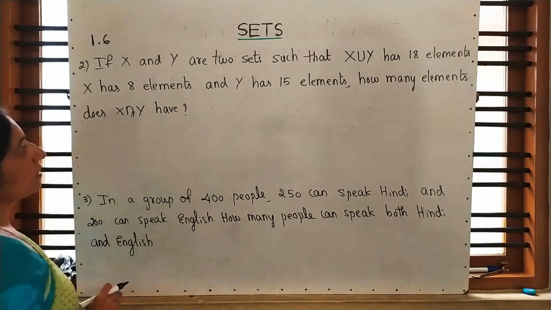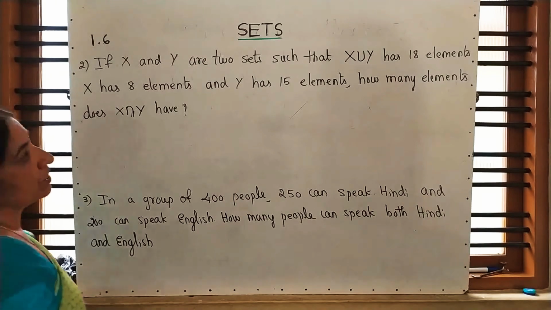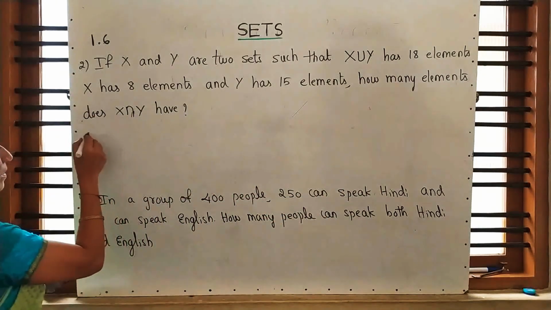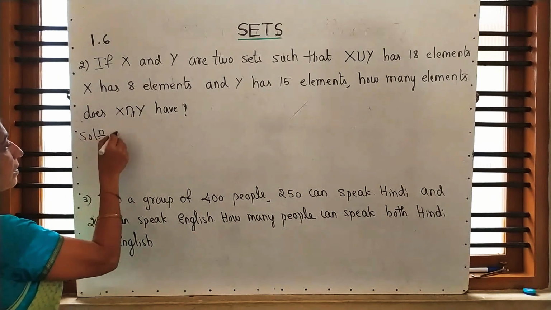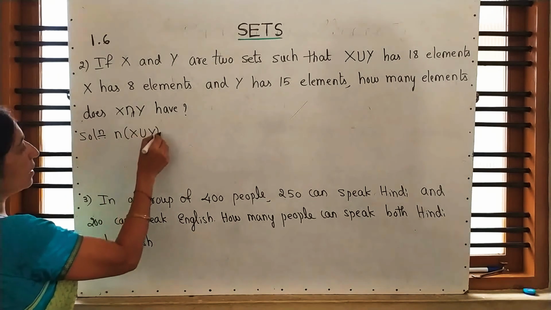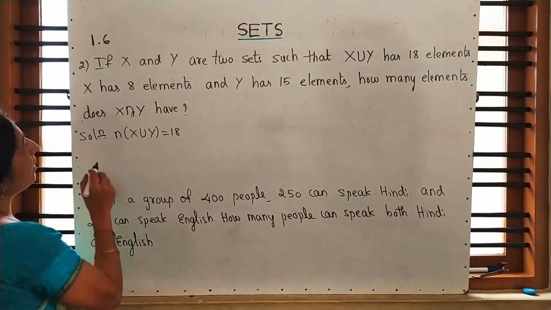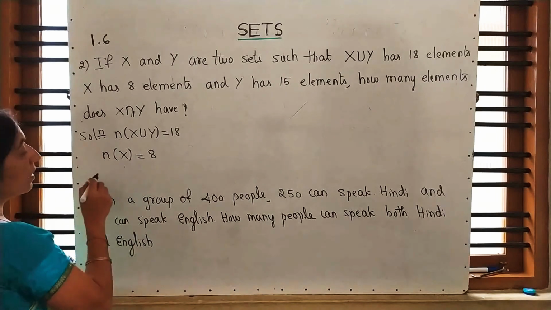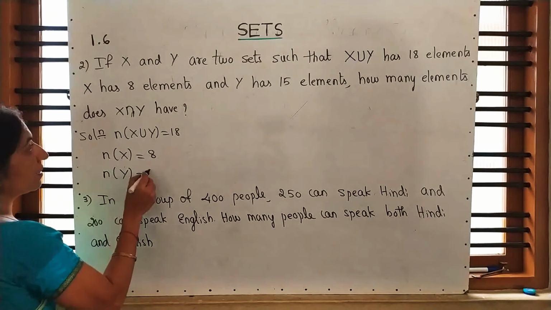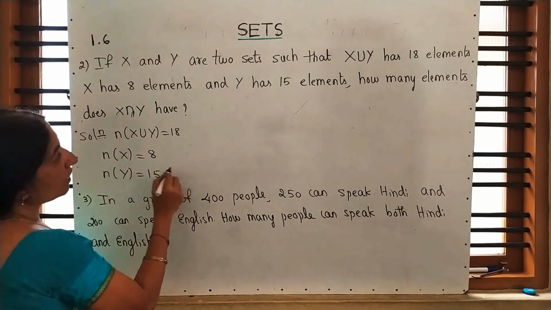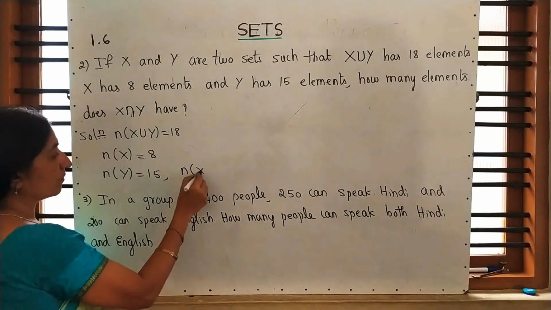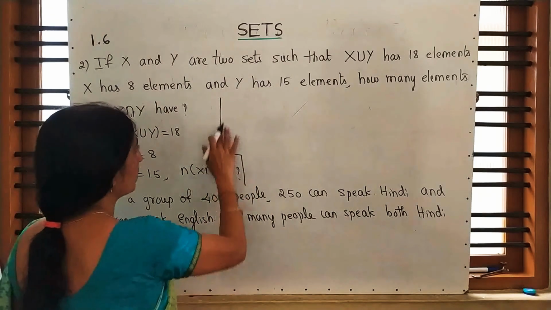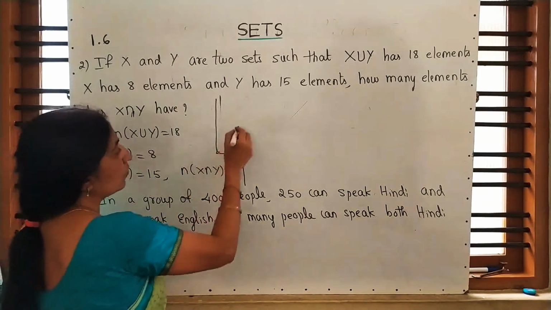See that question. If X and Y are two sets such that their union has 18 elements, that means the number of elements in X union Y is 18, and X has 8 elements, and the number of elements in Y is 15. The question is, how many elements are there in the intersection? I explained this in the last class with the help of an example and a figure also. So what is the formula?